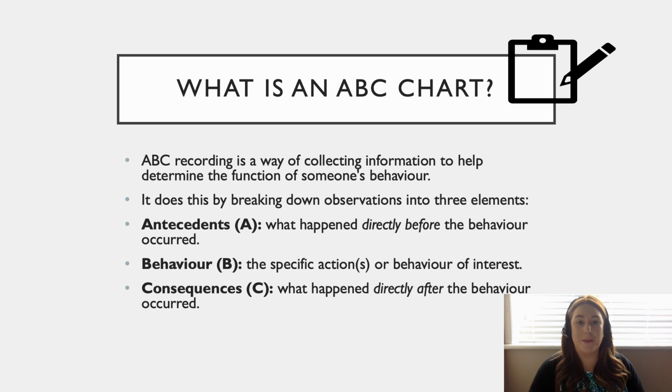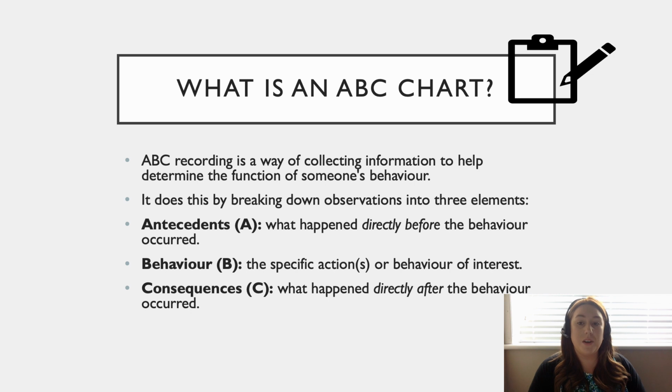So what is an ABC chart? An ABC chart is a way of recording and collecting information to help understand why someone is displaying this behaviour. The ABC chart does this by breaking down the observation into three sections. So the antecedent is what happened directly before the behaviour occurred. The behaviour section is where specific actions or behaviour of interest are recorded. And the consequence section is what happened directly after the behaviour occurred.